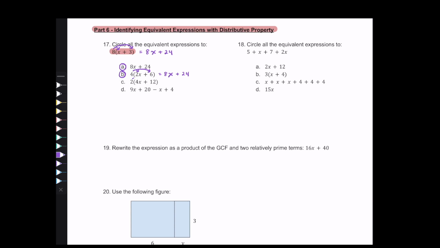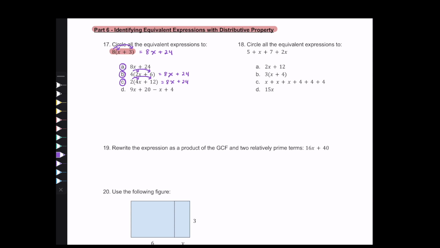For C, we can check that one. So what's 2 times 4x? That's going to be 8x. And then 2 times 12, that's also 24. So far, A, B, and C are all correct. And let's see if option D is also the same thing.